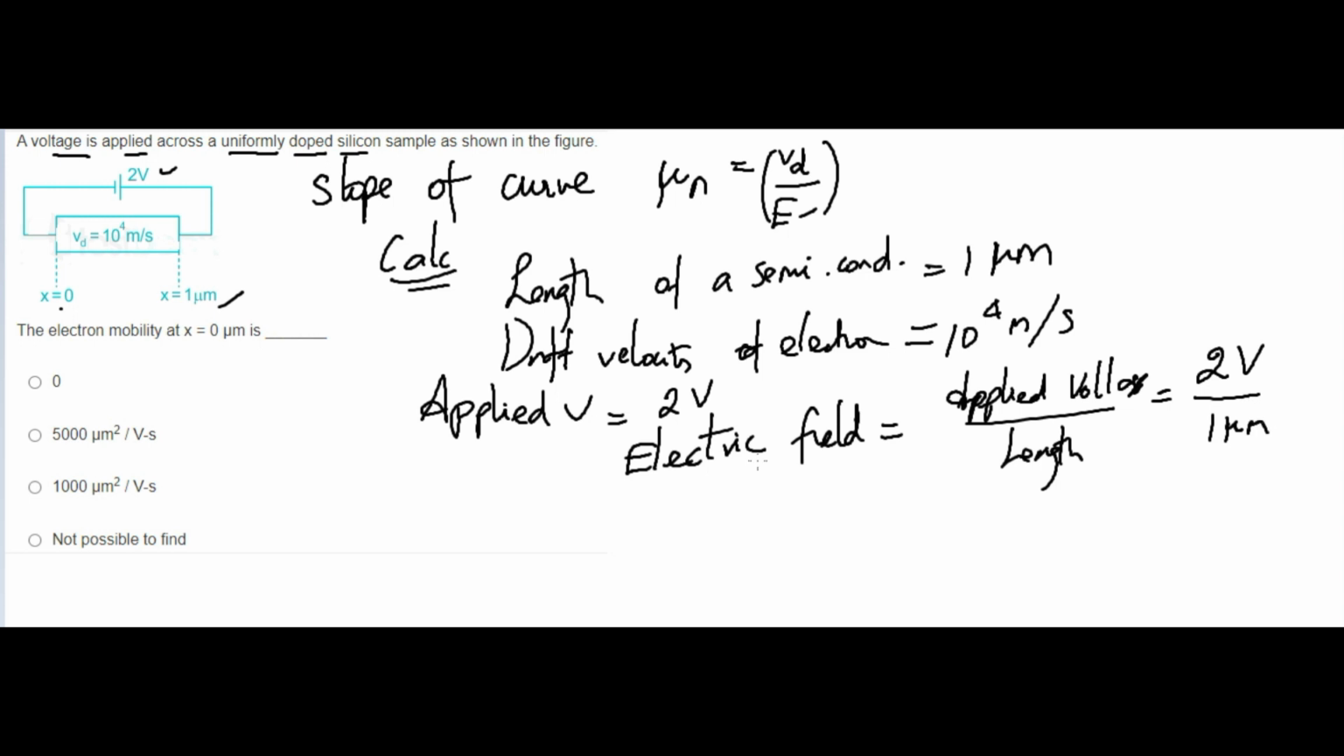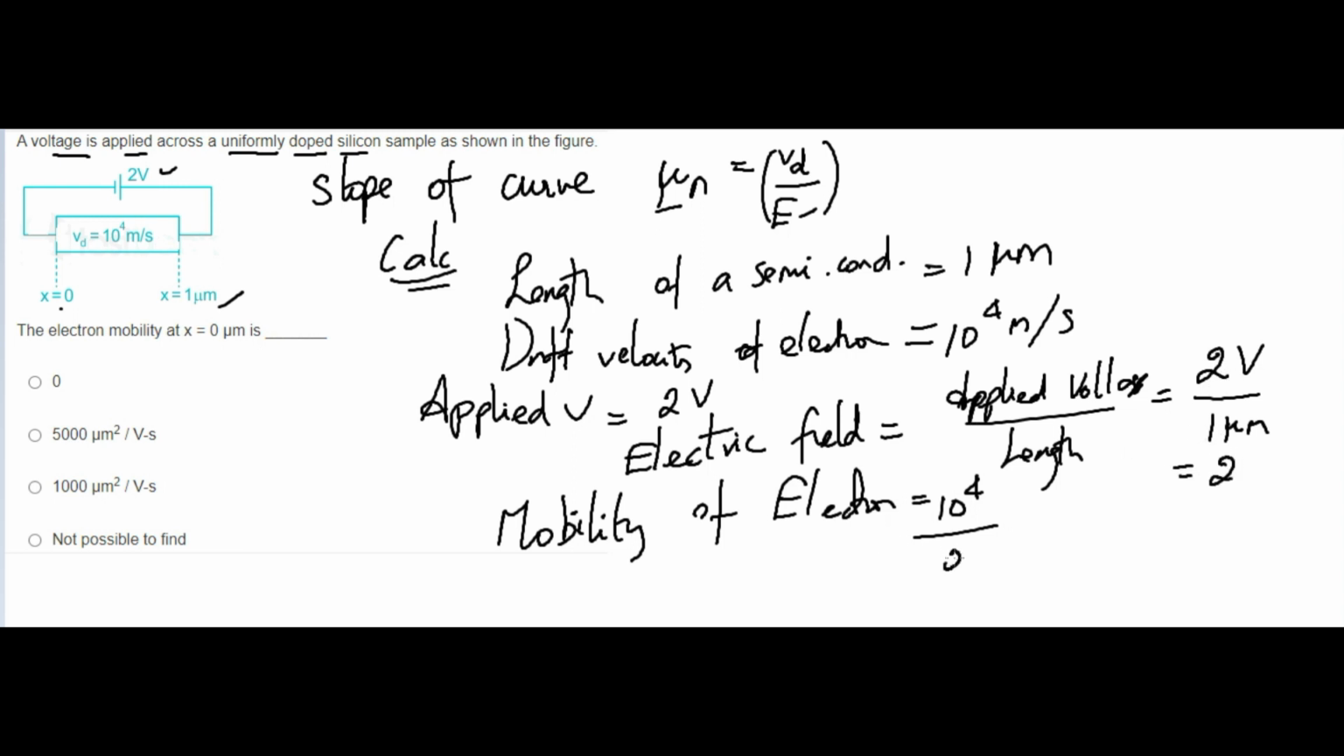Then next you have to find the mobility of electron. So mobility of electron I can write here as mobility mu n. Vd is 10 power 4, divided by E, which is 2. So 10 power 4 means, you can add 1, 2, 3, 4, 4 zeros, divided by 2, that is equal to 500.